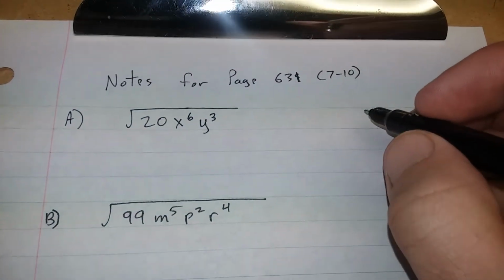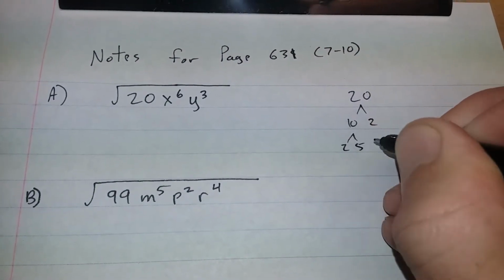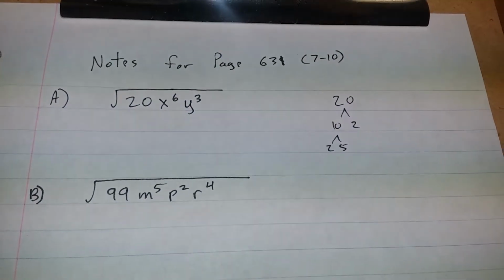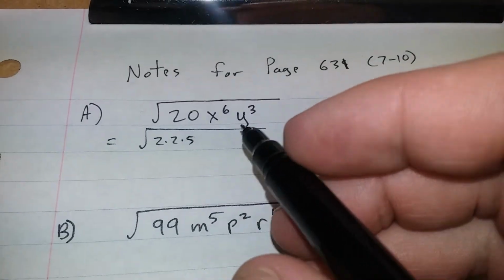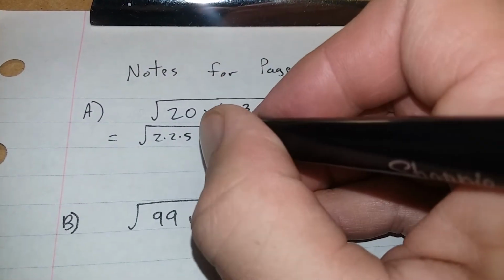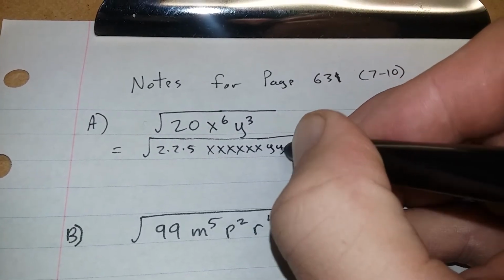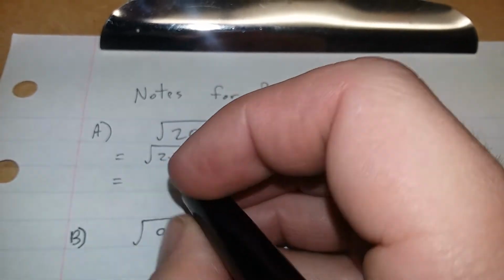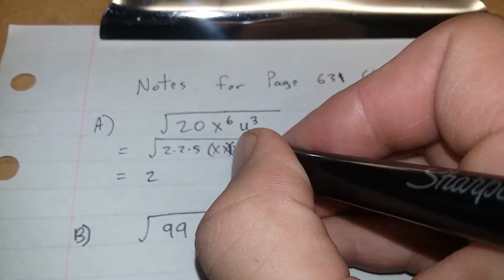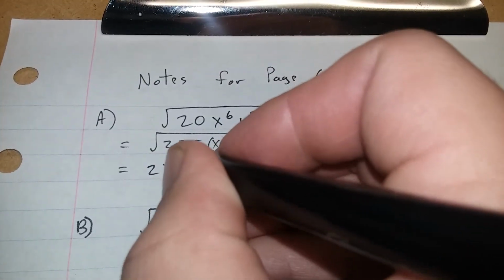Okay, 20, we're going to make a factor tree and find the factors of that. We have 5, 2, 5, and 2, so we're going to rewrite this as 2 times 2 times 5. Okay, and then x to the 6th is 6 x's, 1, 2, 3, 4, 5, 6, and then 3 y's, 1, 2, 3. Okay, and the pairs can come out as 1. We have one pair of 2's, we can pull out a 2. We have 1, 2, 3 pairs of x's, so I can write x cubed.